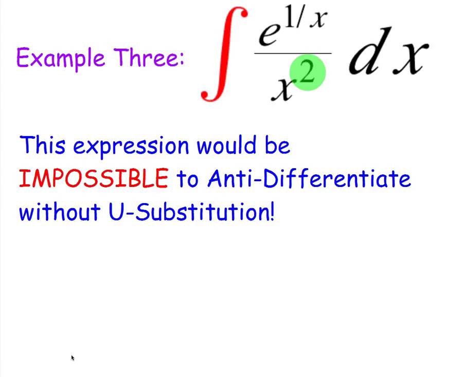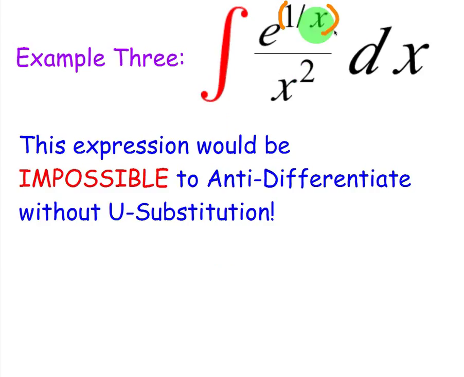Let's take a look at another example. Here we have the antiderivative of e to the 1 over x, all divided by x squared. Now you might be thinking, what is my u in this particular expression? Well, again, we cannot use a normal antiderivative rule. We do have to use u-substitution, but the question is, what is u?